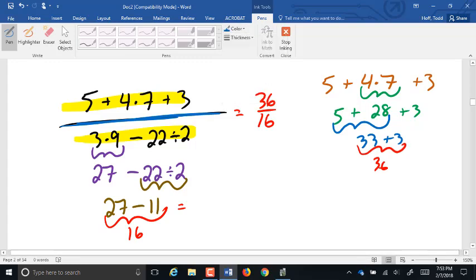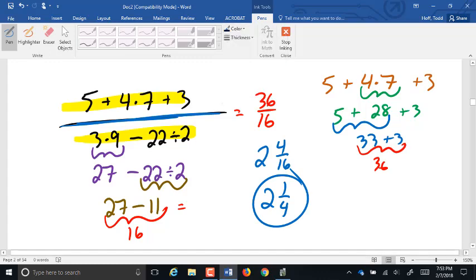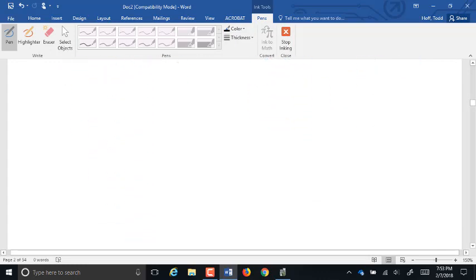36 over 16. 16 goes into 36 twice with 4/16 left over. 4/16 reduces to 1/4. So 2 1/4. Looking familiar?